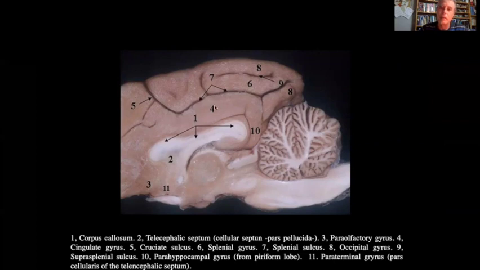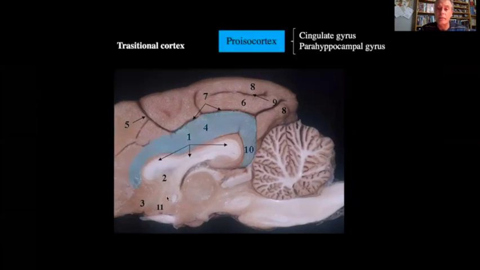That is a very important one. It's the cingulate gyrus. The cingulate gyrus extends caudally, turns around very close to the hippocampus, forming the parahippocampal gyrus, okay? And then on top of that, this sulcus here that extends from the cruciate sulcus is the splenial sulcus, right? On top of that, we have the splenial gyrus and the occipital gyrus, okay? I have marked also here these structures, the paraolfactory gyrus and the paraterminal gyrus.